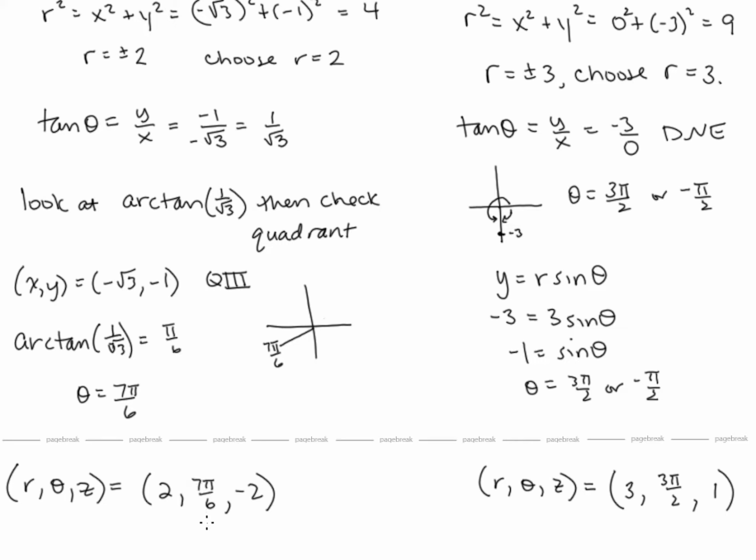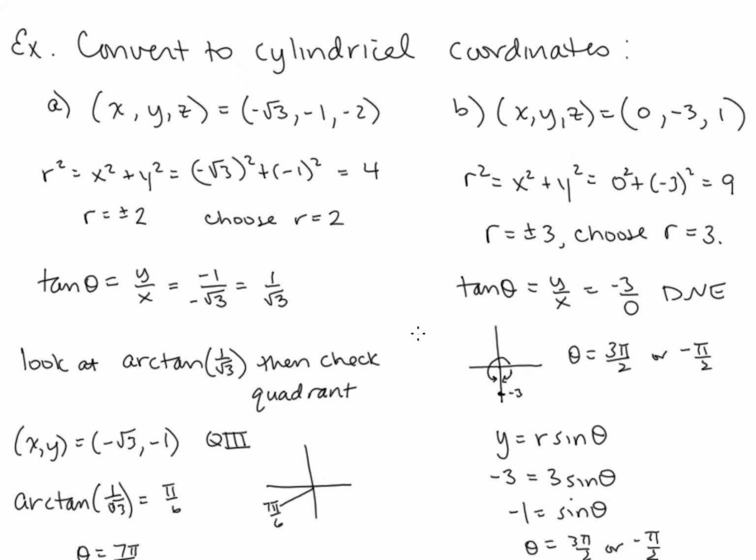We could have also taken r to be negative. If r was negative 2, we would need an angle of pi over 6, so that we're going backwards in the direction of pi over 6. So we could have negative 2 and pi over 6, but we never do that, so don't do that. We could also add and subtract multiples of 2 pi to this 7 pi over 6. But we want to keep things simple, so we want to either use 7 pi over 6 or negative 5 pi over 6.